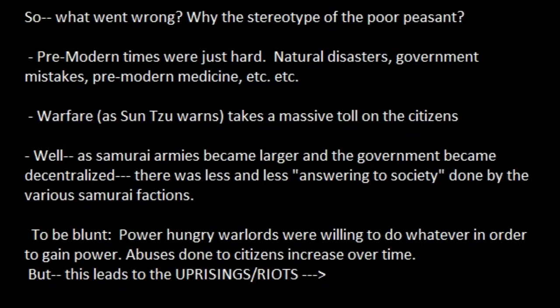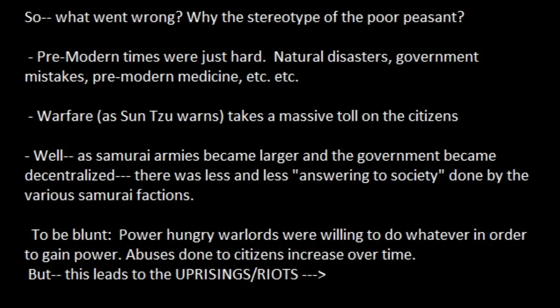Abuses done to citizens increase over time, right? This going into a village and just taking what you want and then just burning the village and raping the women, et cetera, just dragging people off to be slaves, just doing all these horrible things to the citizens. That became more and more common as the government became decentralized and started to fall apart.